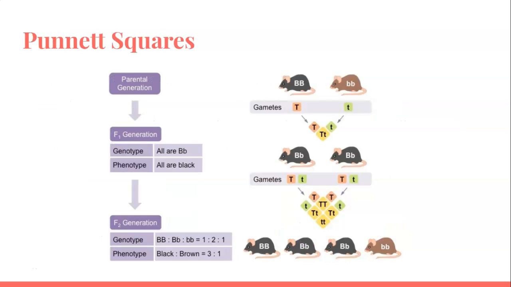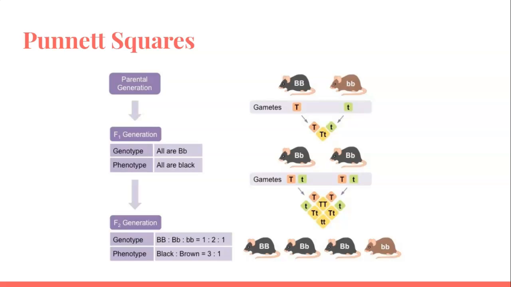Now, hopefully you guys remember how to do Punnett squares. I'm not going to spend a ton of time on this. This is when you are crossing a parental generation to get the first generation, which is called F1. That is your first bout of offspring, and then you can cross those offspring with each other and get an F2 generation, which is like the grandchildren.